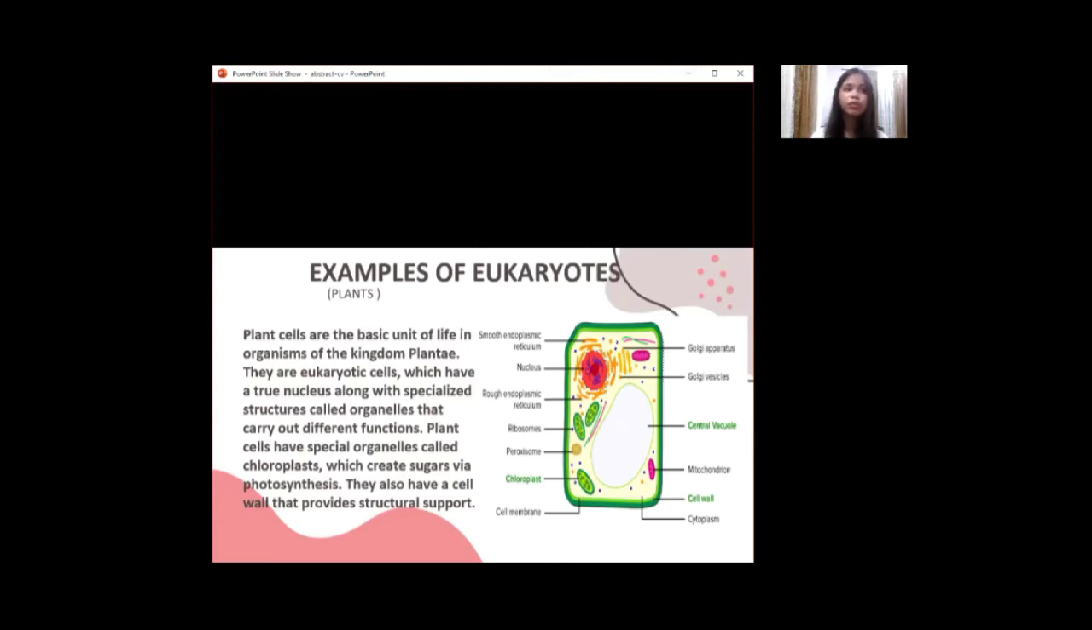Plants make their own food in a process called photosynthesis. They take in carbon dioxide and water, and convert them into sugar.